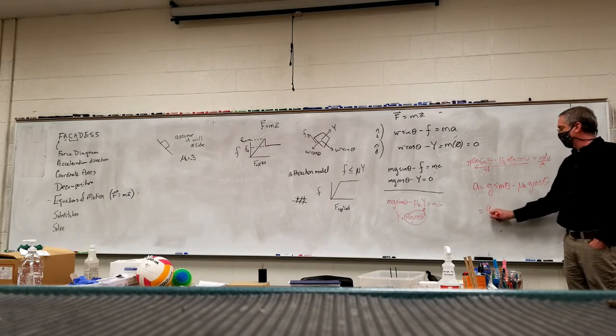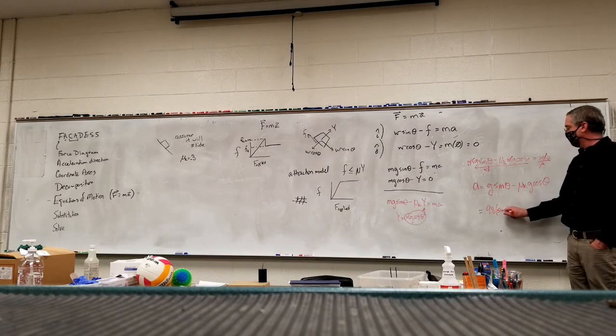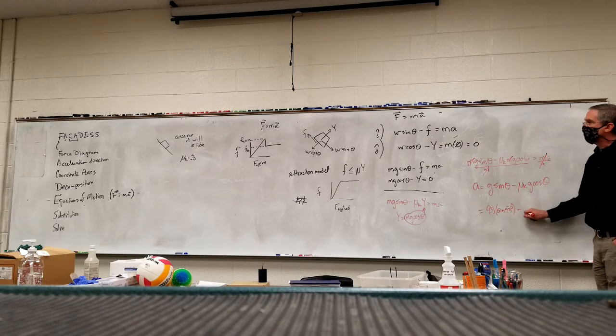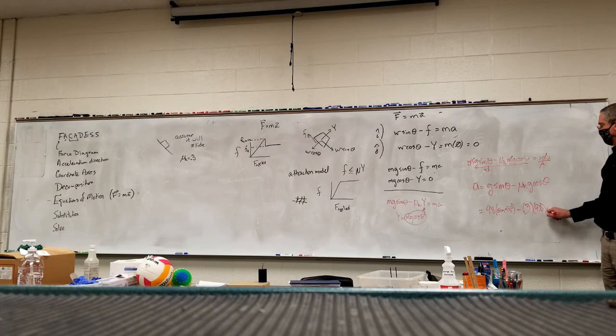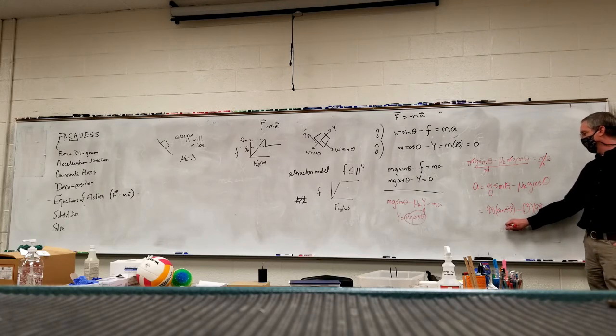So this becomes 9.8 times sine of 53 degrees minus 0.3 times 9.8 times the cosine of 53 degrees. And so somewhere around 5.2. You round it up, 6.1.